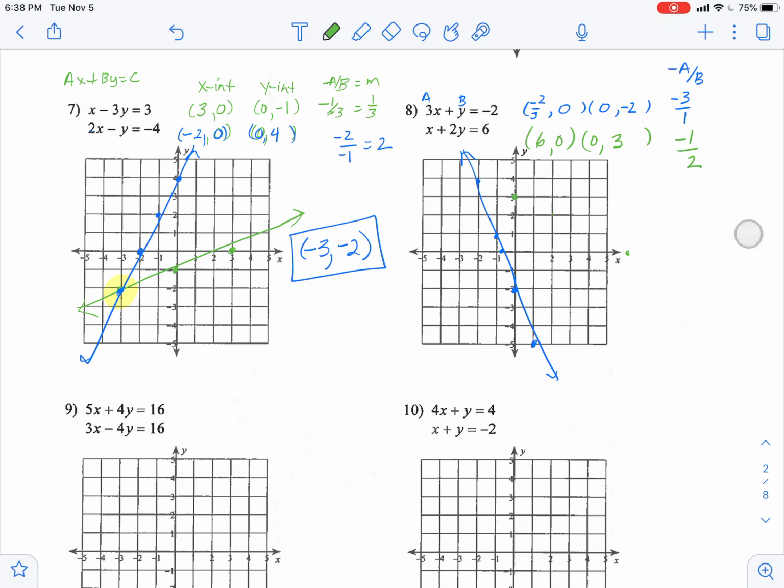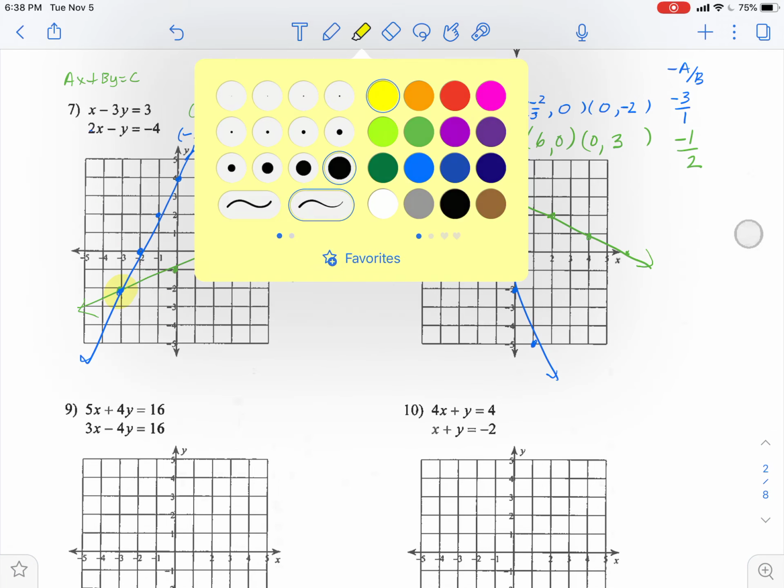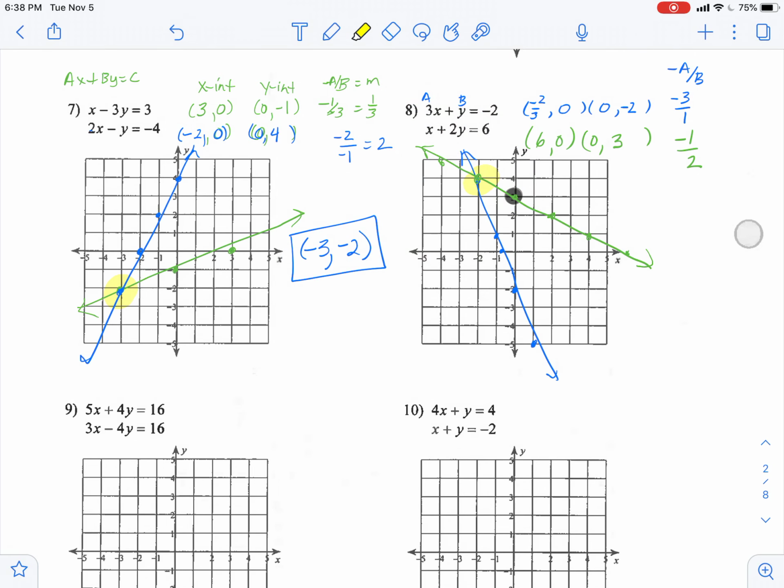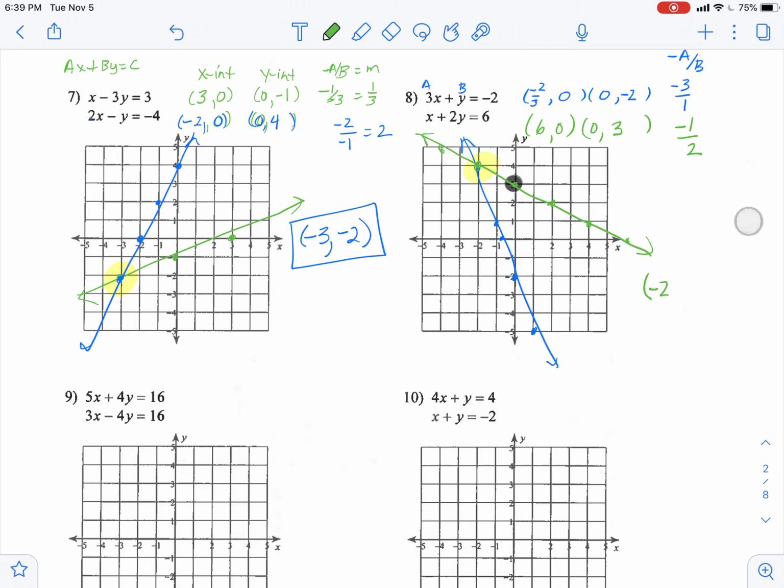So down 1, right 2, down 1, right 2, and so forth. And so I could also go up and left, which again helps you to see that you're actually going to hit at that point right there. Okay? So my answer is going to be a negative 2 and 4.